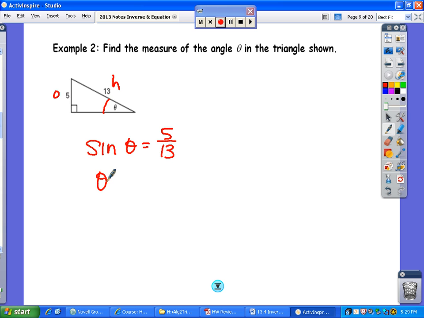All right, so theta is going to be the inverse sine of 5 over 13. Put this in your calculator. Make sure your calculator's in degrees. And we should get about 22.6 degrees, which we're not going to write as radians. Degrees are fine. But this would have to be a calculator question.